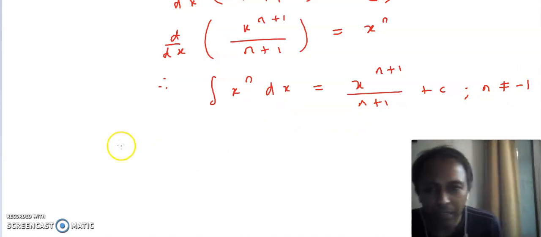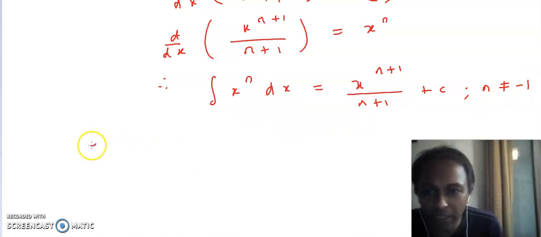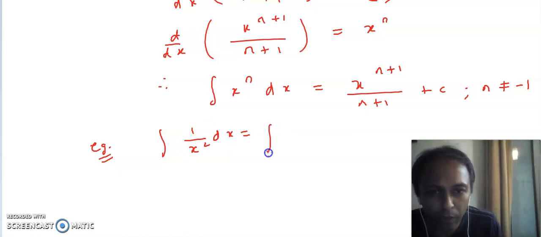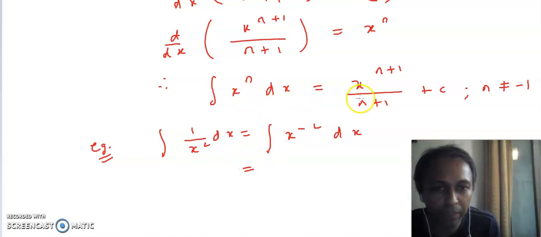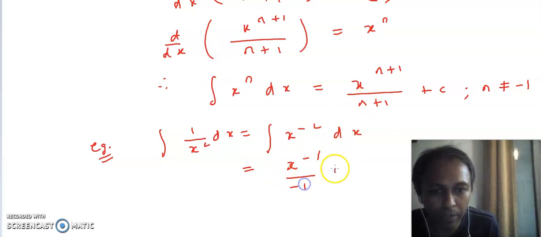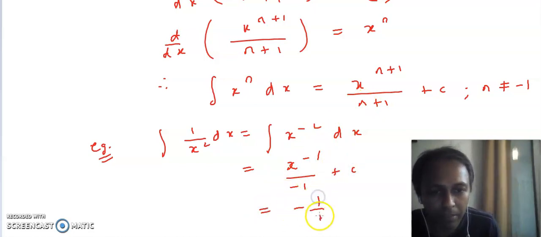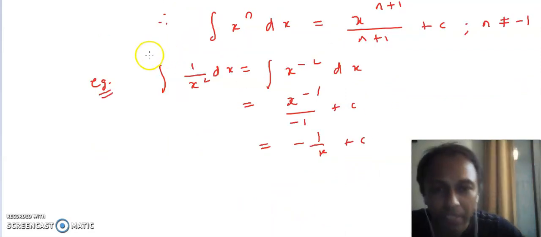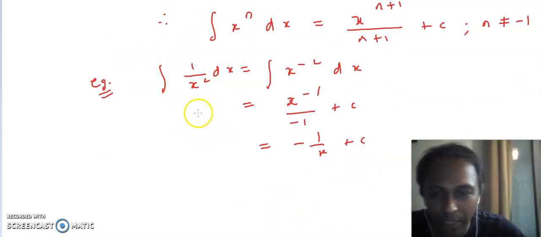Based on this, there are many simple integrals which keep occurring frequently. Students are advised to learn them. One of the commonly occurring integrals is 1 upon x square. If you take this up, you will get x raised to minus 2, which on comparing with this formula becomes x raised to minus 2 plus 1 is minus 1, upon minus 1, plus c, which is minus 1 upon x plus c. Students are advised to remember such forms for the exam.